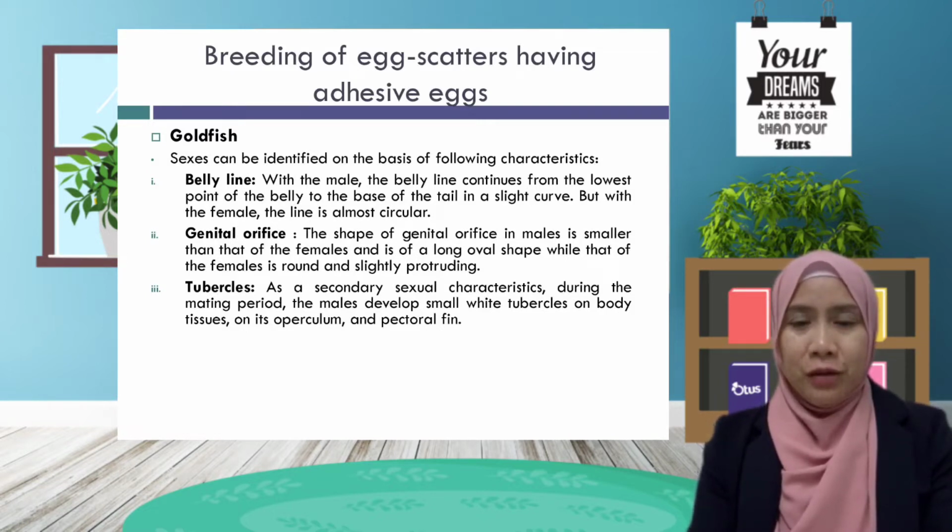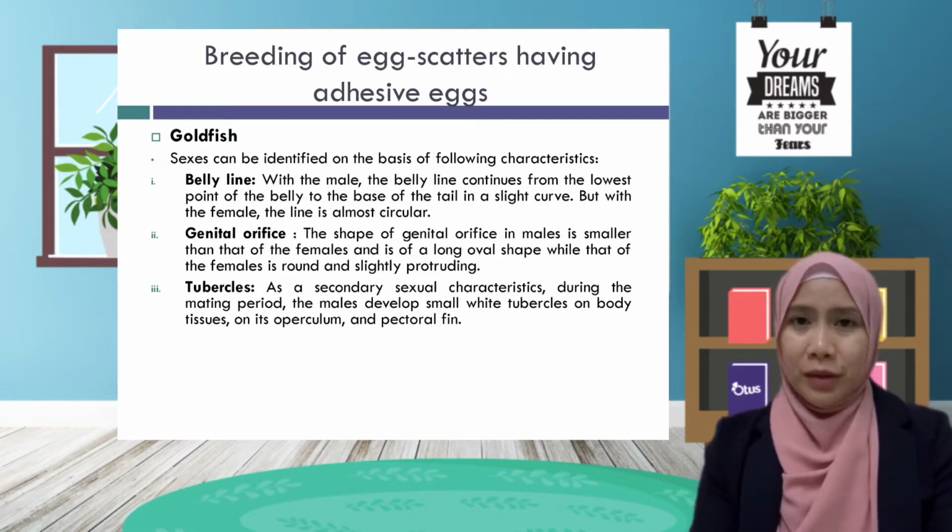Second, genital orifice. The genital orifice in the male is smaller than that of the female and is of a long oval shape, while that of the female is round and slightly protruding.